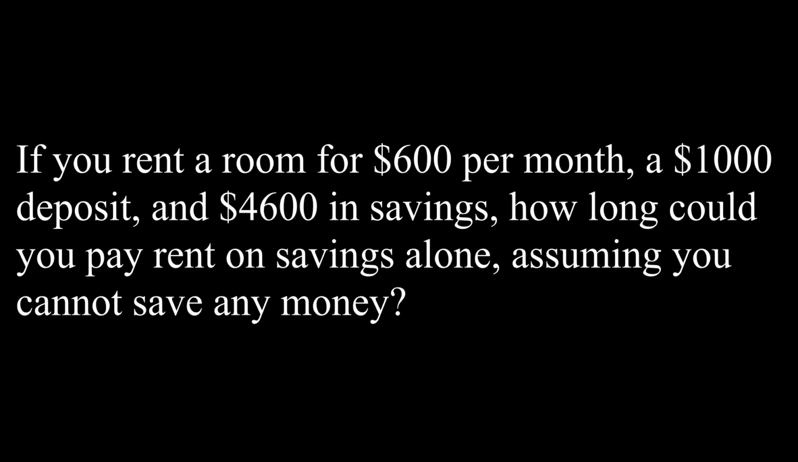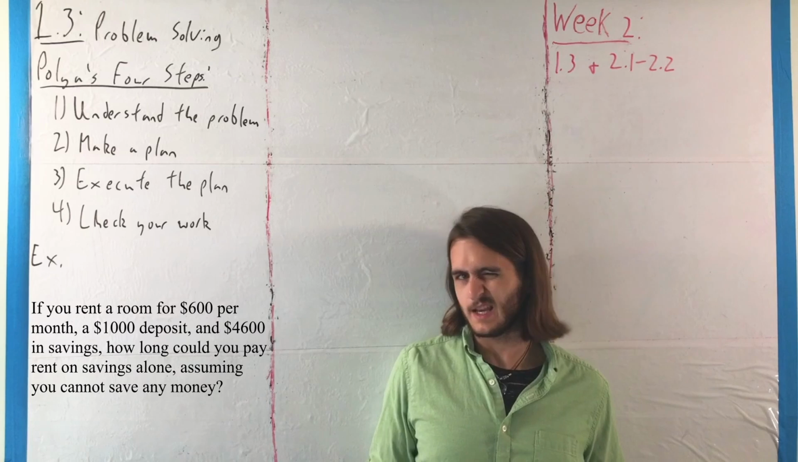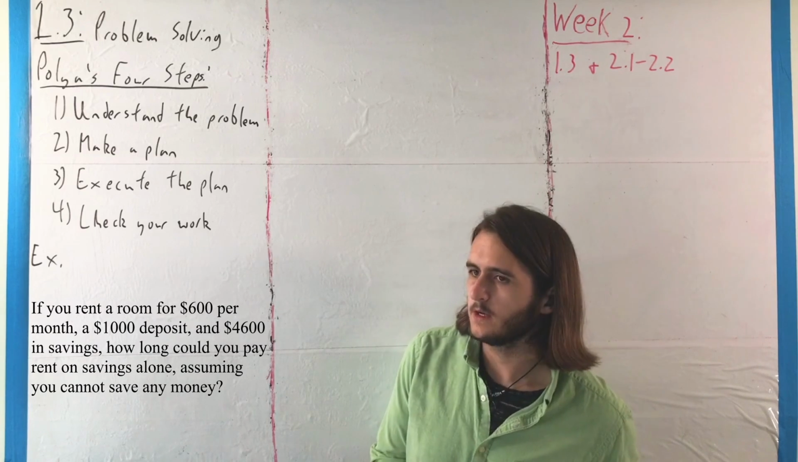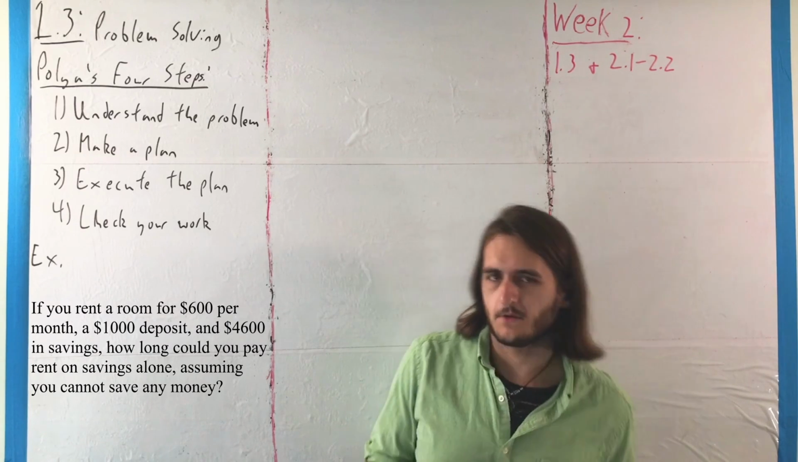So for a more functioning example, let's suppose you rent a room for $600 per month that has a $1,000 deposit and $4,600 in savings, where you want to figure out how long you could pay rent on savings alone, assuming you cannot save any more money. I guess that sort of assumes you're unemployed. And it's a little bit unrealistic for a couple reasons.